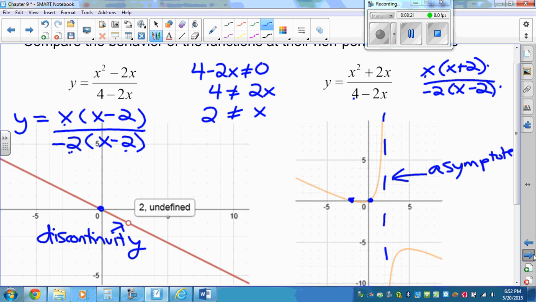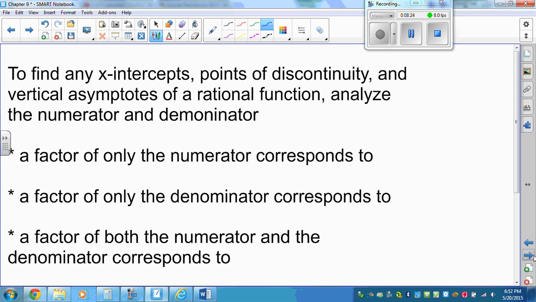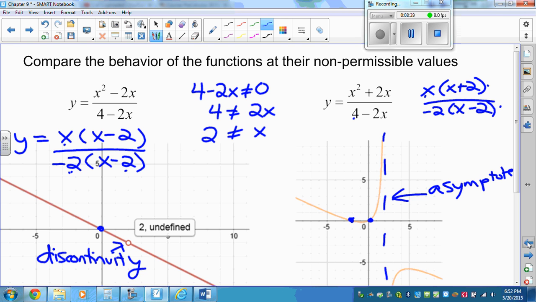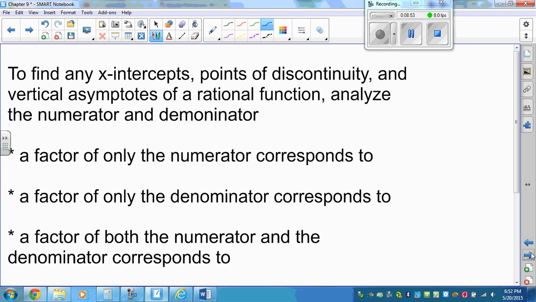In fact, to find any x-intercepts, points of discontinuity, and vertical asymptotes, analyze the numerator and denominator. If a factor is only in the numerator, so let's go back to our example. What was only in the numerator? Here it was just x. X equals 0. Only in the numerator here we had 0 and -2. So if it's only in the numerator, it corresponds to an x-intercept.